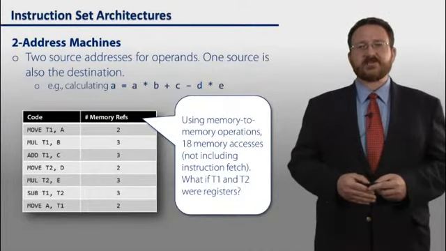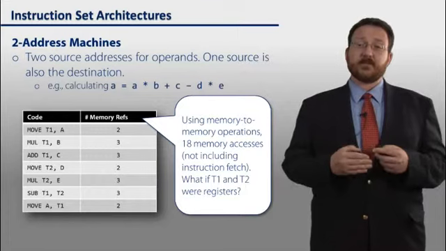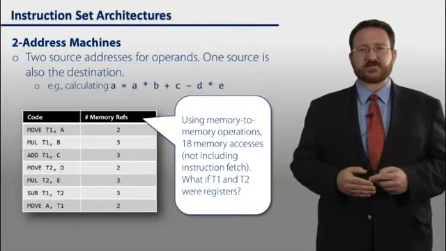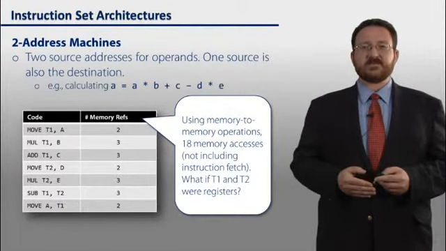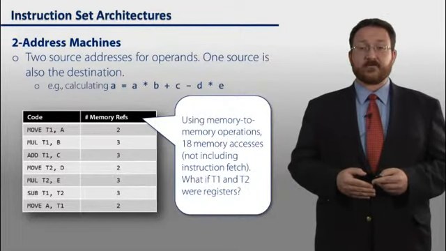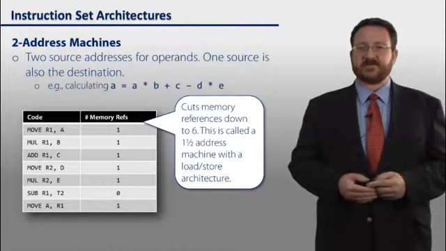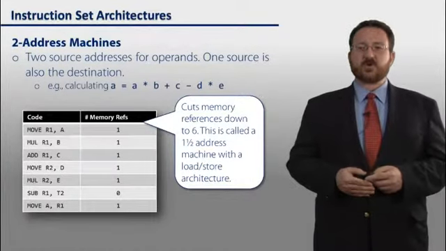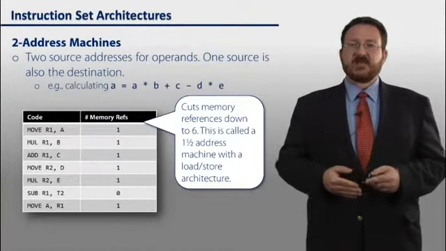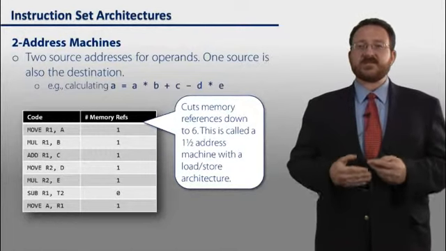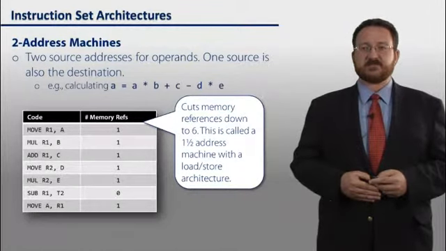Now, the question arises, what if T1 and T2, instead of being memory addresses, what if they were registers? If I replace T1 and T2 with R1 and R2, indicating registers that are temporaries, now it cuts the memory references back down to 6. This is called a 1.5 address machine. In a 1.5 address machine, one of the destinations is always a register.